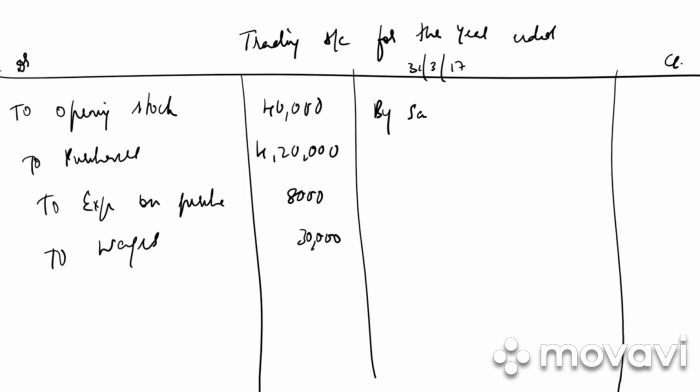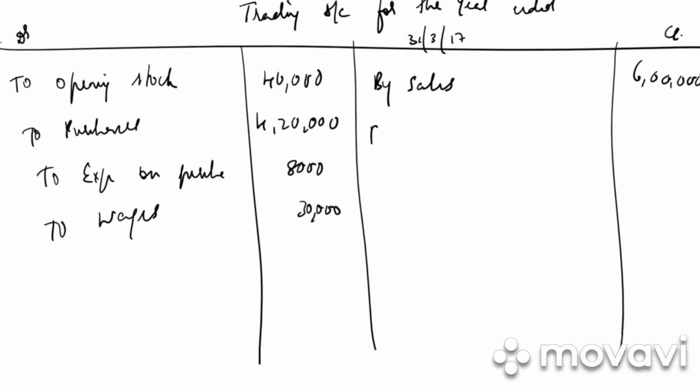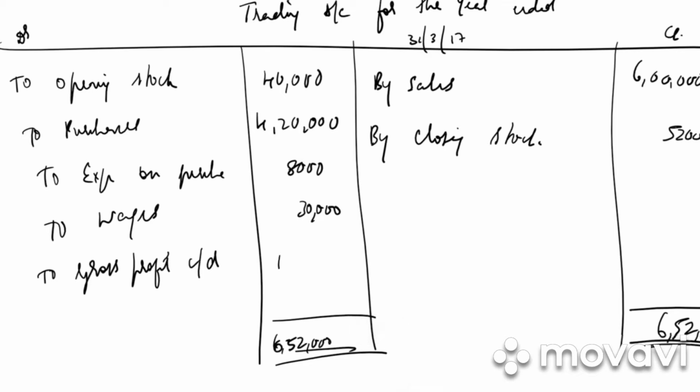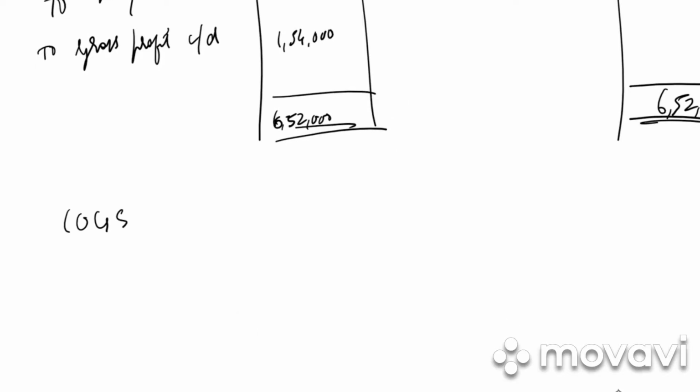On the credit side we have by sales 6 lakh. We don't write by expense on sales as it is not a direct expense. And then we have by closing stock. How much is it? 52,000. So what's the total? Credit side total is more, 6,52,000. So the balancing figure is to gross profit carried down, 1,54,000.